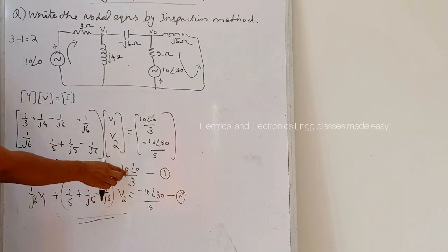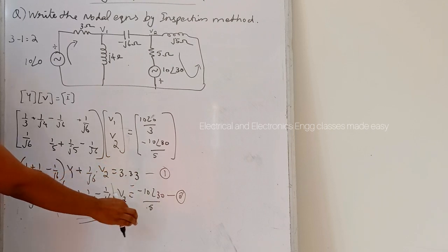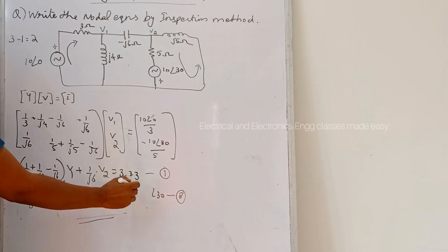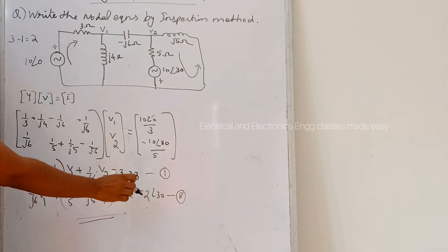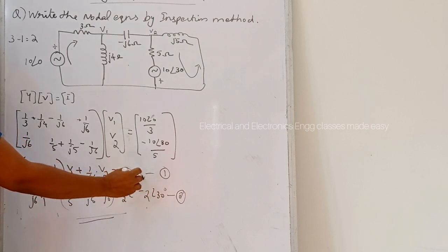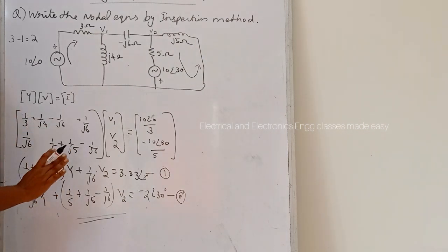So here we can simplify this one, that is 10 by 3 is 3.33, and here 10 by 5 is 2. So we can write minus 2 angle 30 degrees, and here this is 0 degree. So these are the two nodal equations. So that is about nodal equations by inspection method.